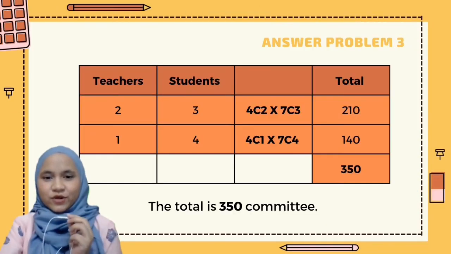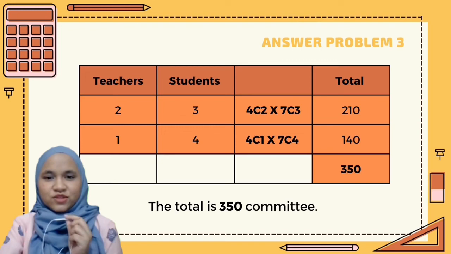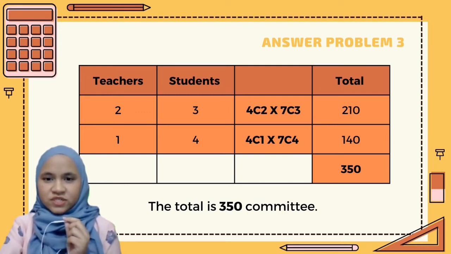Next, we calculate the combination. Selecting 2 teachers from 4 teachers, there is combination 4 taken 2. To select 3 students from 7, there is combination 7 taken 3. Multiply these 2 combinations, and we will get 210.